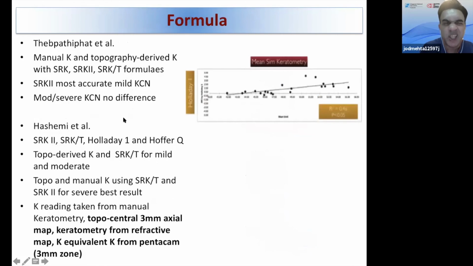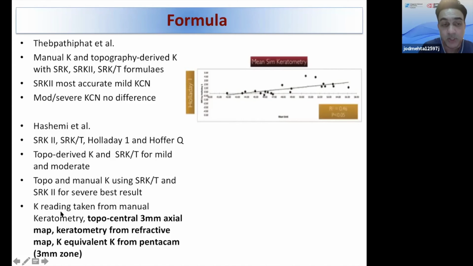Formulae, most of the studies on the formulae have actually been using 2nd and 3rd generation formulas, which is not what I use. I prefer to use Barrett, as I showed you in the last couple of slides. I think that's probably giving you the most accurate result. Most of the studies have used topography guided K readings to give you your measurements. And for mild to moderate astigmatism, they normally use SRK/T. Again, with severe K readings or steep Ks above 55, you're going to get a poor result pretty much whatever topography you're using.